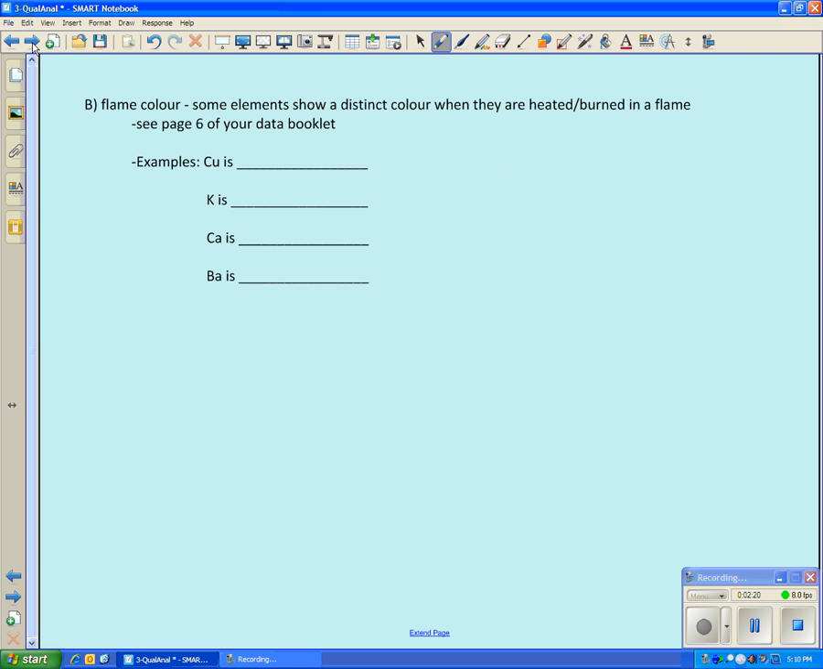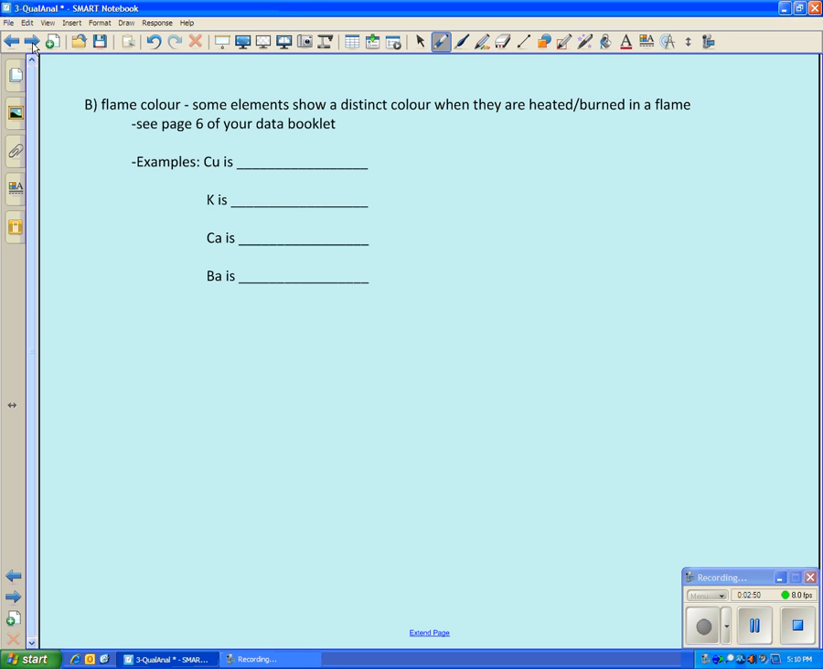The second thing you should be able to recognize as a property and help to distinguish between different elements is a flame color. And in the lab, you'll actually get to test some of these out. So many of the metals and a few non-metals have a very distinct color when they're heated or burned in a flame. And again, in your data booklet on page 6, there's a chart or table that will help you with this.